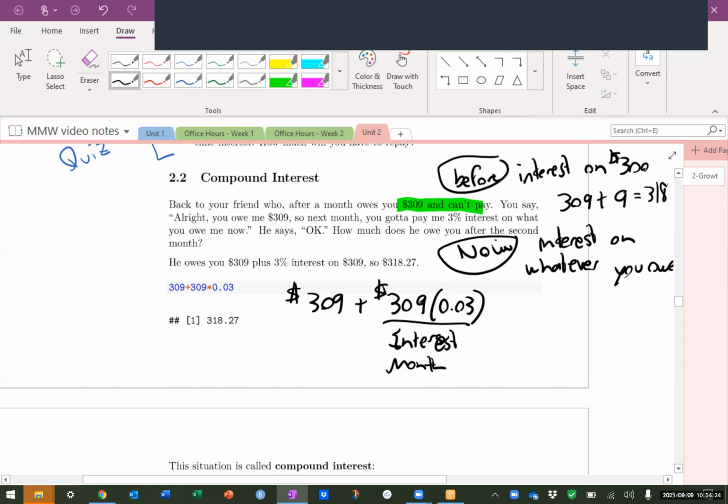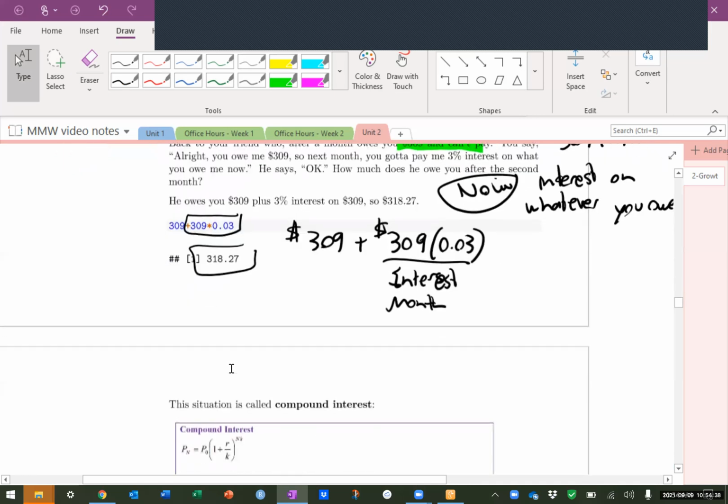Before, it was 309 plus another $9, which is 318. No. You're going to say, you've got to pay me interest on what you owe me. So instead it's $318.27 is what that comes out to be. It's a little bit more. 27 cents, what gives? We'll see how much this gives.